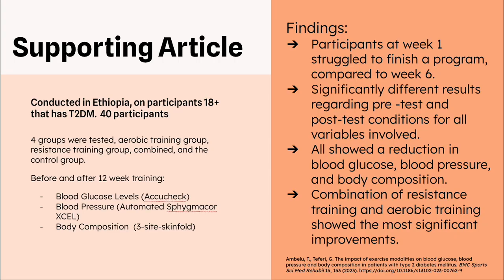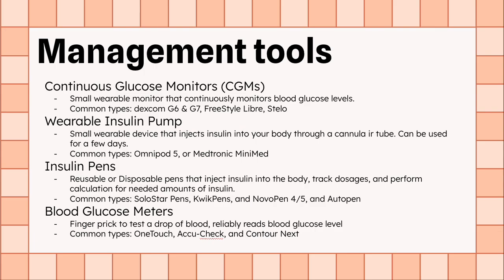There were also significantly different results regarding the pre-test and post-test. There was obviously a shown reduction in blood glucose, blood pressure, and body composition, and then a combination of resistance training and aerobic training group. That combination group showed the most significant improvements, and for anyone who was hoping to get the benefits, they should definitely do a combination of both.